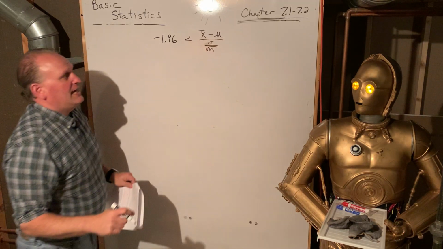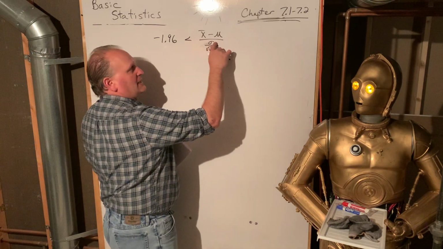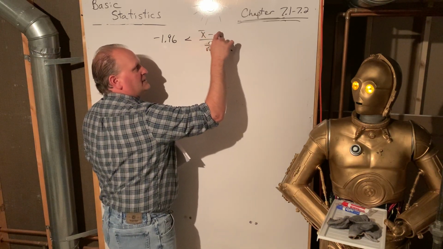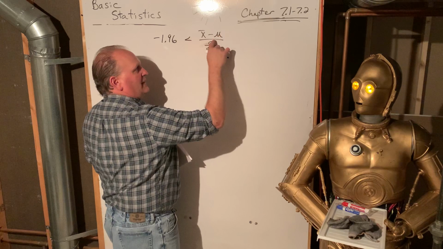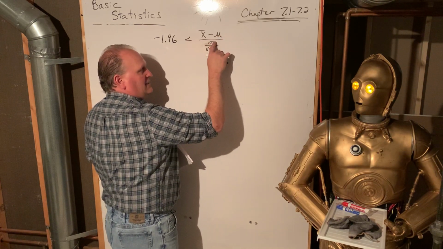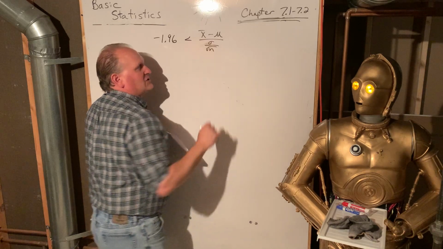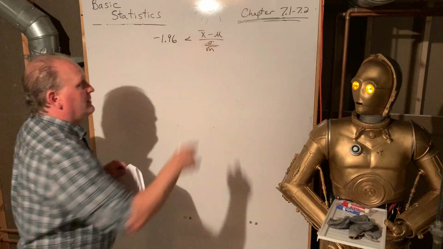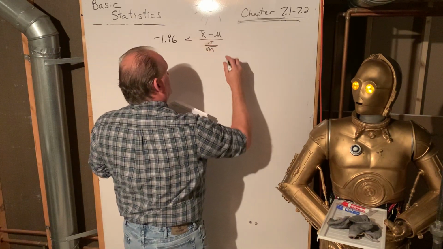So remember last time, it wasn't just divided by sigma, it was x bar minus the population mean divided by the standard deviation. But if there was a sample, we took that standard deviation and divided it by the square root of the sample size. So that's our new standard deviation.